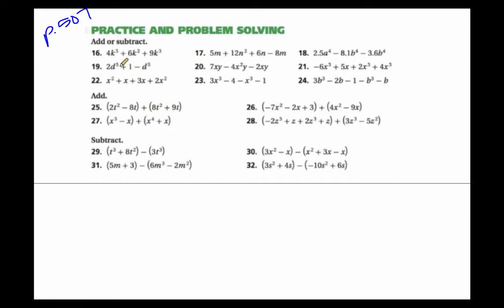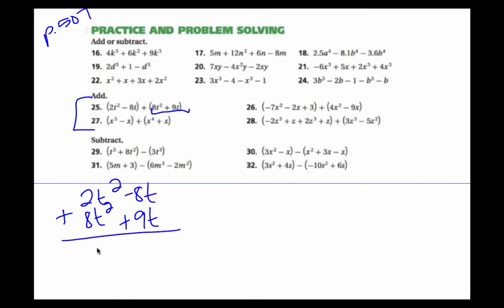Okay, so we're going to start with these right here. All right, so 2t squared minus 8t plus, now I want to line these up with their like terms. So 8t squared, those are like terms, plus 9t, those are like terms. Okay? So 2 plus 8 is 10t squared, negative 8 plus 9 is 1t. So that would be my answer, 10t squared plus 1t.